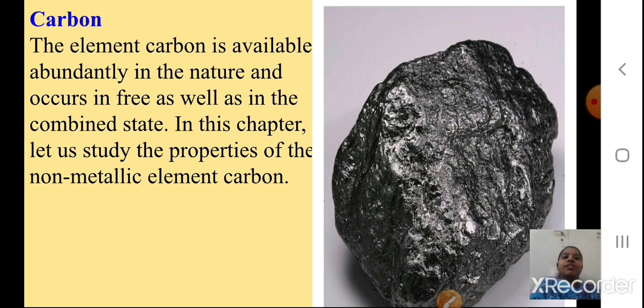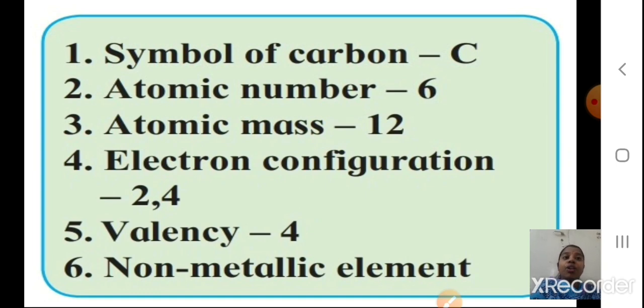Okay, so we'll proceed. Now, the symbol of carbon. Important things to remember, the 6 points. Symbol of carbon, always capital letter C. Small letter c you will not write. Atomic number 6. Atomic mass 12. Electron configuration 2, 4. As you can see, atomic number is 6, so 6 electrons. Two are in the first shell, and the second shell will have the 4 electrons.